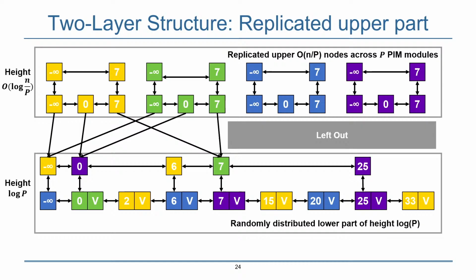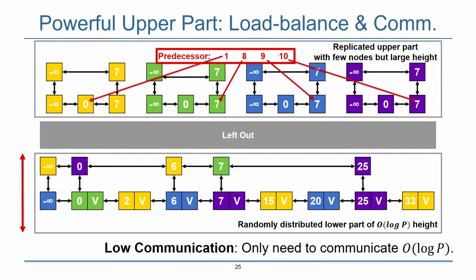Okay, so this is also covered before. We have a 2-layer structure. That's the first idea in replication: the upper part is small, so we replicate the upper part. And we select the lower part to have a size of log p, so the upper part is small enough that we can do replication.